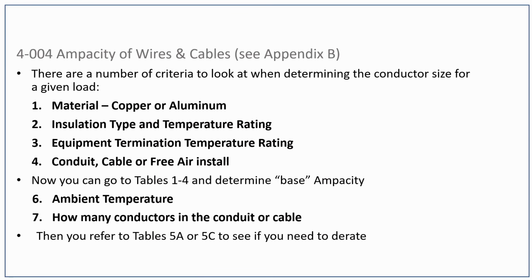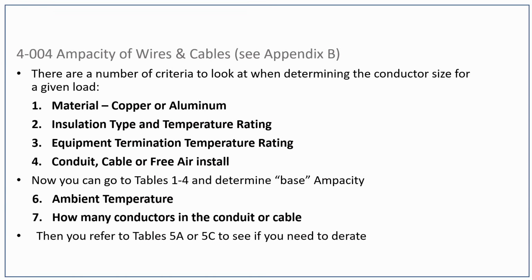Okay, so once we've looked at copper or aluminum, then we've looked at insulation type and temperature rating. Then we're going to look at whether it's installed in a conduit or as part of a cable assembly, or whether it's a free air install. That's going to determine which of the tables 1 through 4 we're going to look at to find our base maximum ampacity. Once we've done that, then we have to look at the ambient temperature.